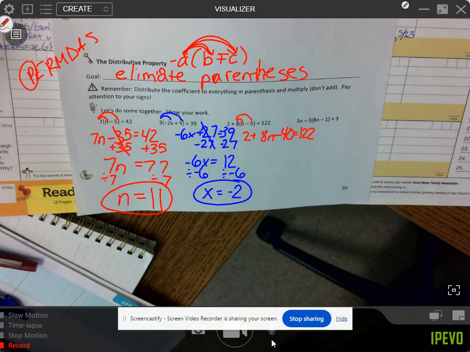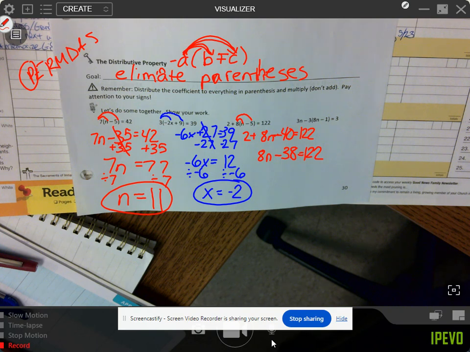And James was saying, hey, wait, we've got some more combining to do, right, James? What can I combine now? The 2 and negative 40, which becomes what? Negative 38. 2 minus 40 is a minus 38, and that equals 122. So now what's my next step, Fiona?